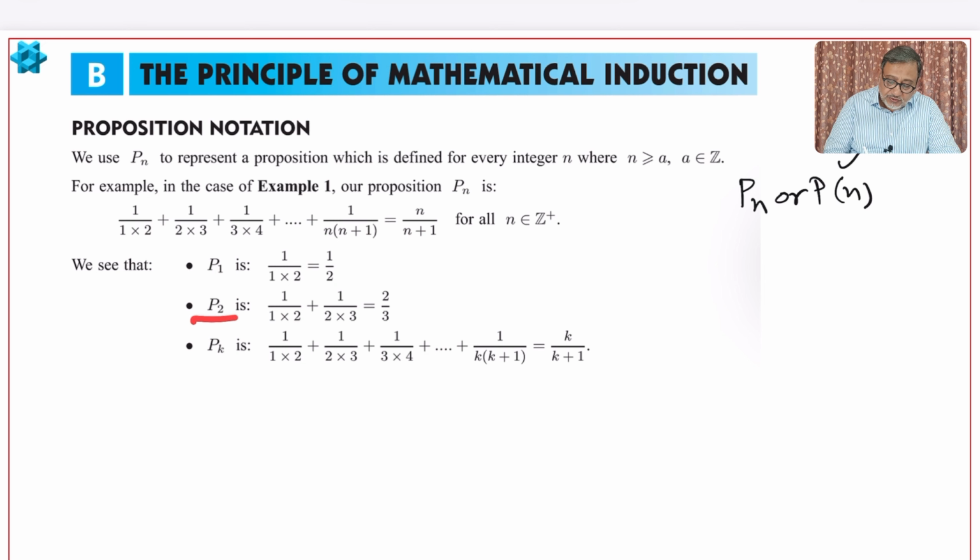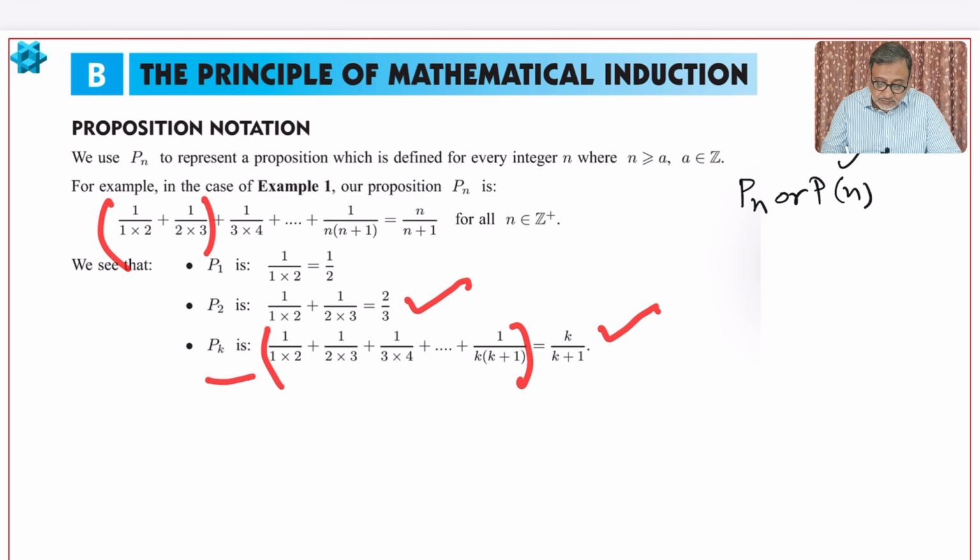Then p of 2 is 1 upon 1 into 2 plus 1 upon 2 into 3, so the first 2 terms, which will be 2 by 3. P of k will be the first k terms, and it should be equal to this. So that is just an explanation. Let us solve the actual questions.